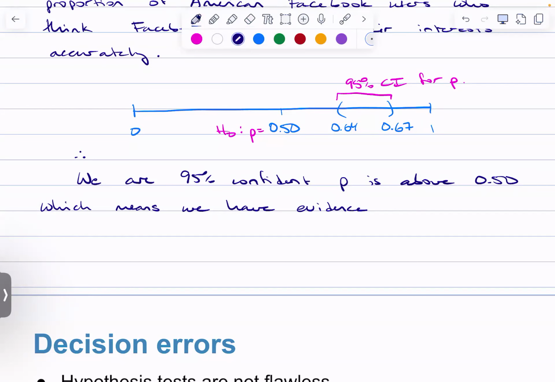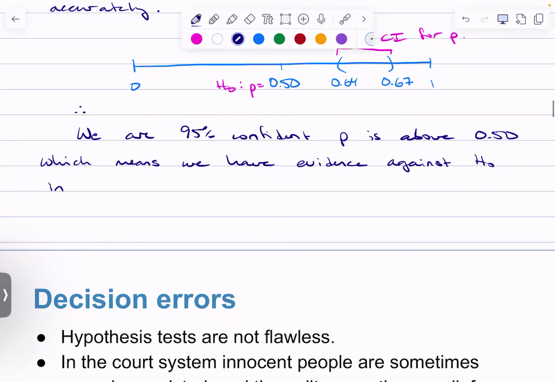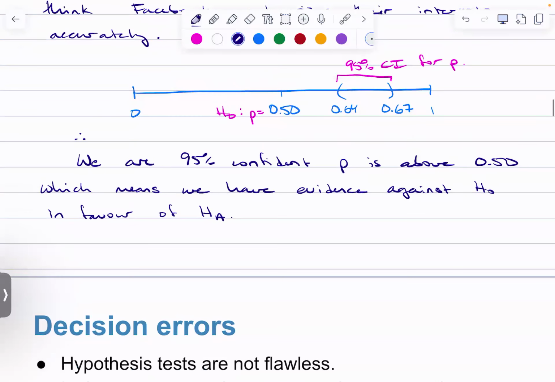Which means we have evidence against H naught in favor of HA. It looks like the alternative hypothesis might be true, where P is higher than 0.5. Notice how we're not committing to a number. We would have to do another hypothesis test to do that, but we are okay saying, hey, I am comfortable saying that P looks like it's greater than 0.5, just based off of this interval.